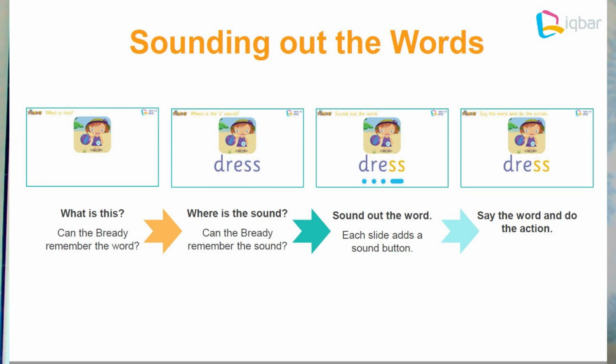After this, you will see sound buttons on the word. So, segment the word and break up each sound so the Bready can hear how each part of the word is made. Once you've sounded it out, blend the sounds together so they can hear how they come together. I find that the first time I model this, I do it slowly, and the second time I do it much quicker so they can hear how they blend together. Finally, you'll say the word and do the action again as a final way of reinforcing the word you've been practicing.